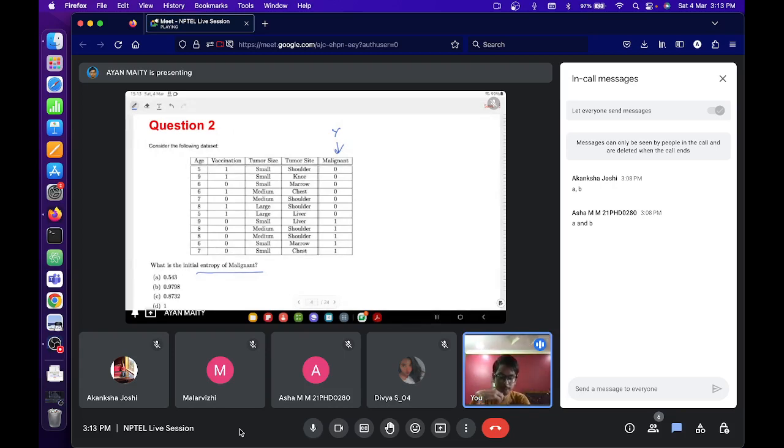So how can we compute that? There are two distinct values of this Y variable malignant, 0 or 1. So these are the two different output classes, you can say. So how do we compute this entropy?